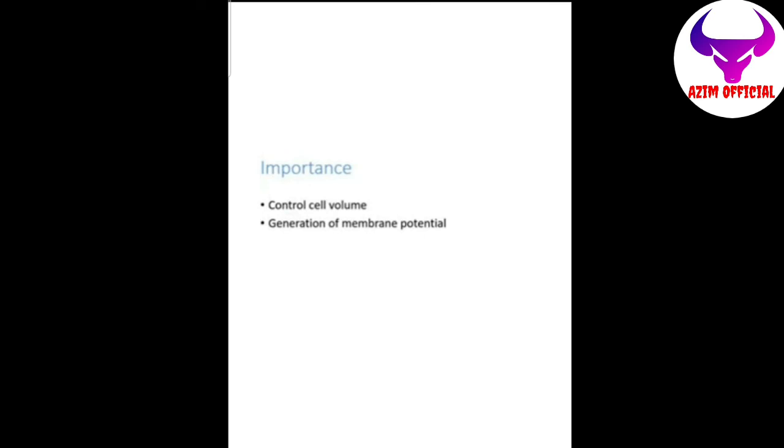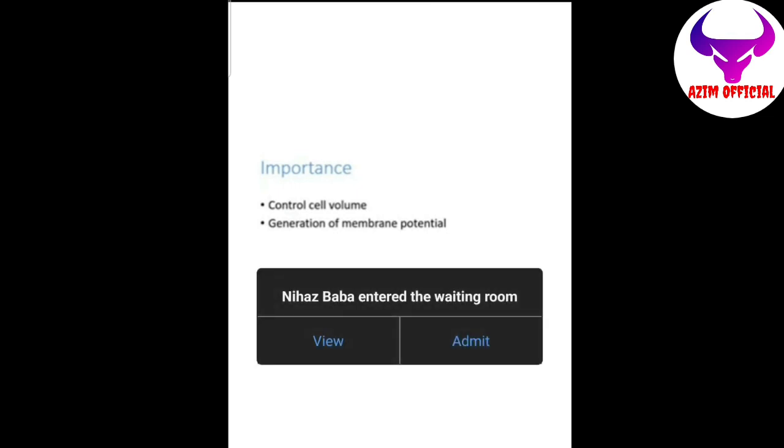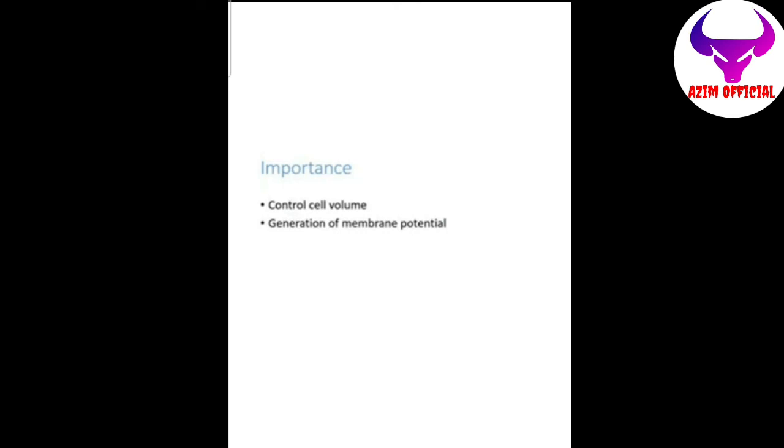The importance of active transport is to control the cell volume. If you don't maintain the balance between outside and inside, then water will enter into the cell and it will swell and burst the cell. So it maintains the cell volume and the generation of the membrane potential. The sodium potassium ATPase pump maintains the membrane potential and controls the cell volume.